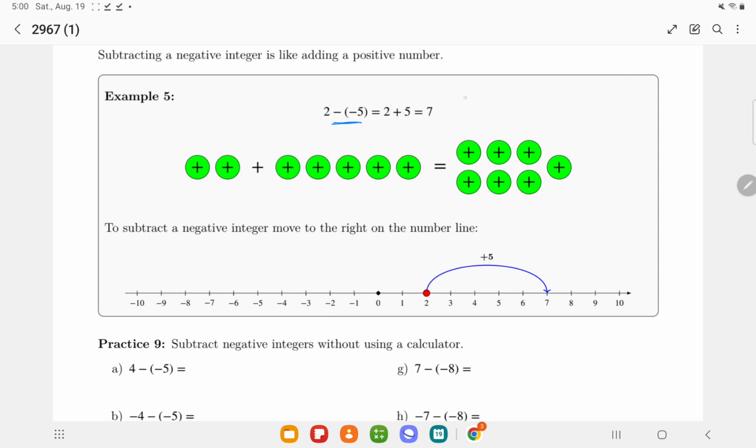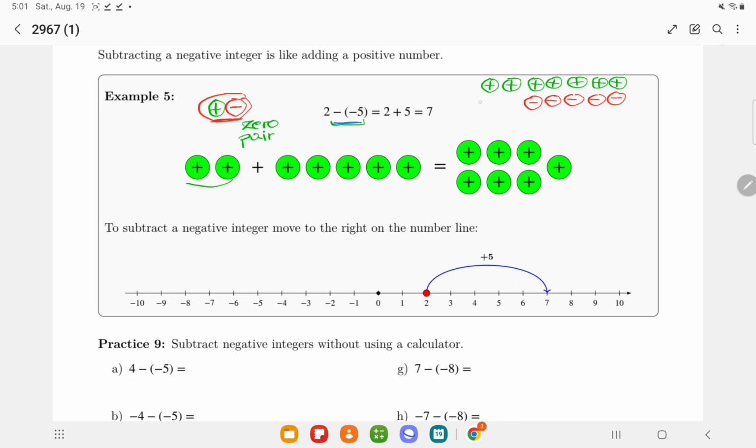Another way to explain is we start with +2. So we have 2 pluses. But then we have to remove 5 minuses. We don't have any minuses. So instead, we're going to add 5 zero pairs. Remember, a zero pair is made of 1 positive and 1 negative. So we're going to add 5 zero pairs. And since a zero pair is zero, we're just adding zeros, we are not changing the value.